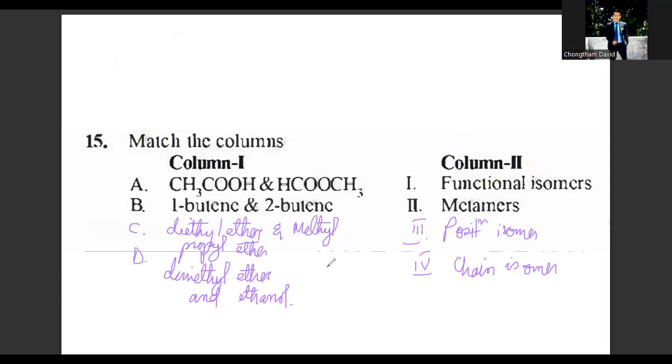Anyway, let us see. A will be functional isomers, 1 butene and 2 butene. This will be position isomers. It differs with respect to the double bond. Diethyl ether and methyl propyl ether, C will be metamer. Dimethyl ether and ethanol, D will be chain isomers. Okay, question number 16. 15 was incomplete.